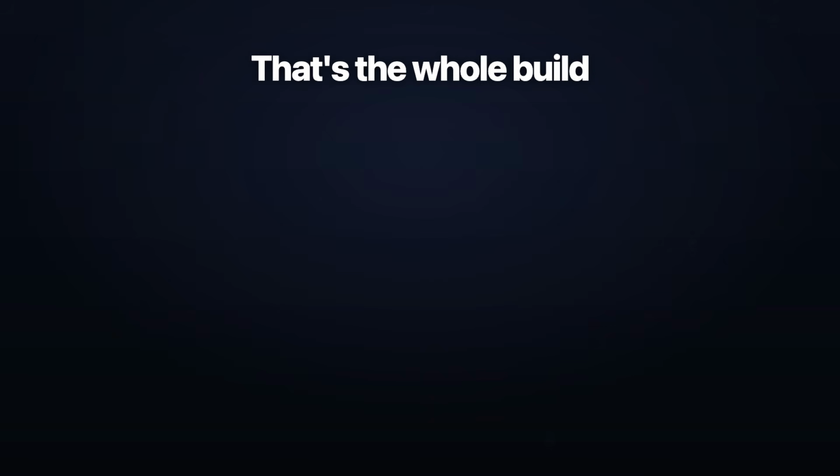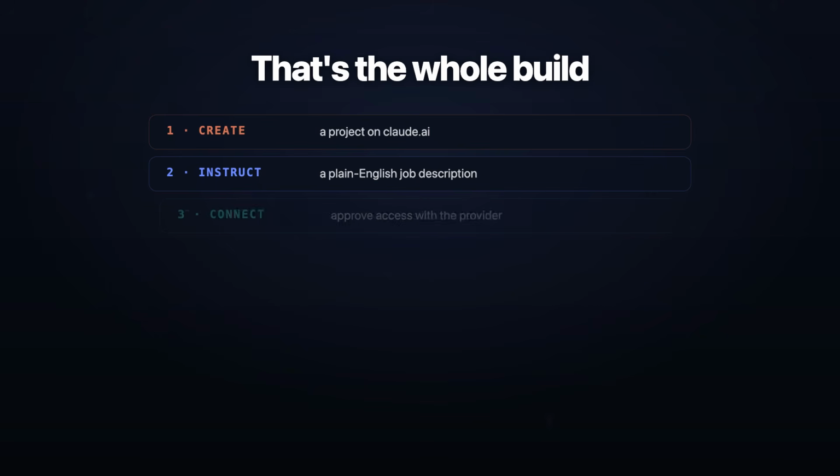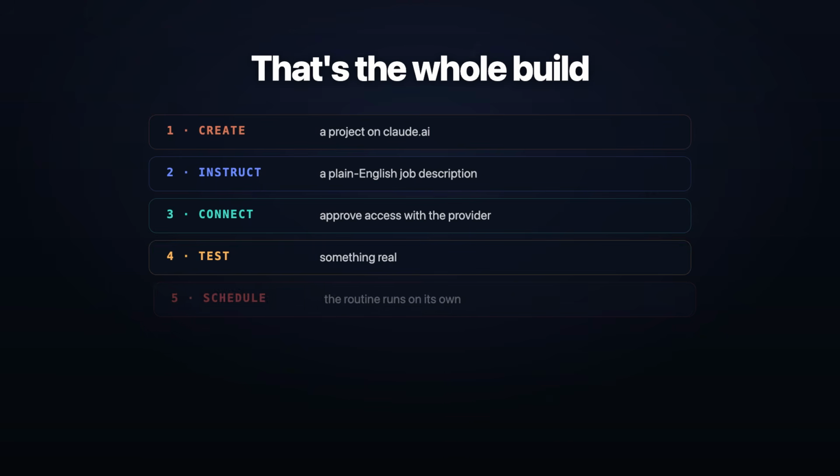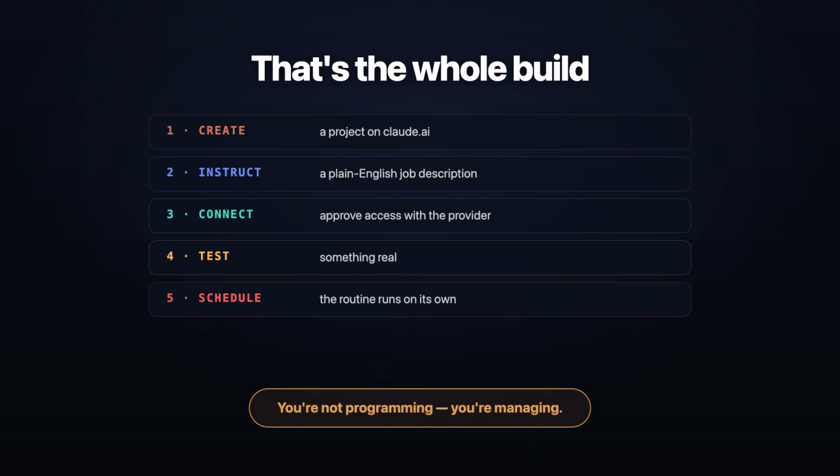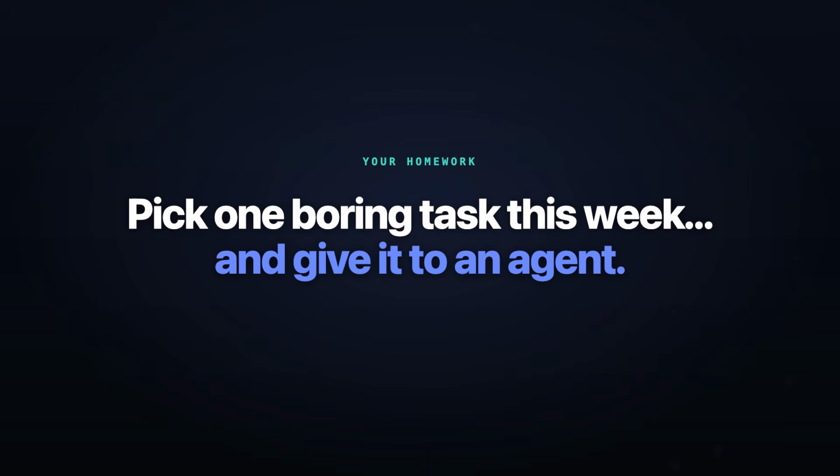And that's the whole build. Create the project, write the job description, connect and approve your apps, test with something real, and schedule the routine. You're not programming, you're managing. So here's your homework. Pick one boring task this week and give it to an agent. Because the era of doing everything yourself, that's officially over.